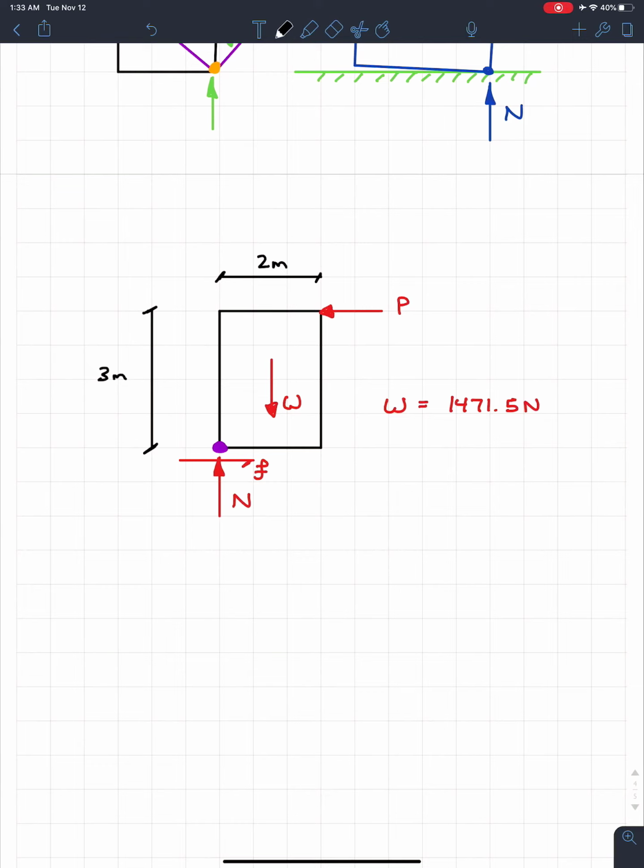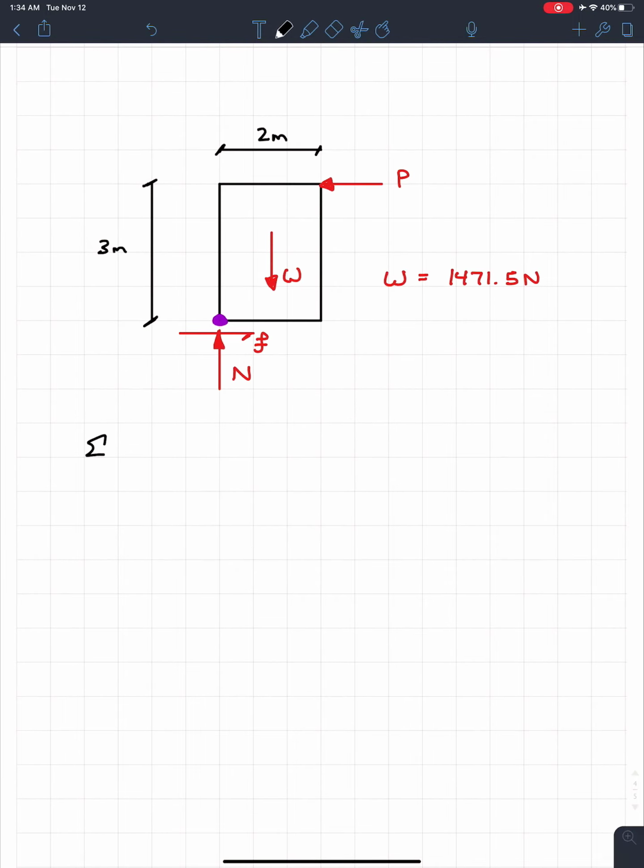So for tipping, there are very, very few scenarios, but there are a couple, and I'll show you them later. But most of the time, for crates, the only time you want to do sum of the moments is to find tipping. Wheels are the other exception. What we're going to do is take the sum of the moments about the point at which the crate tips. Because it's in equilibrium the second before it starts tipping, we can say that the sum of those moments is equal to 0.